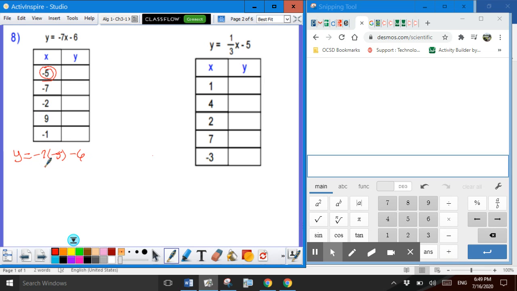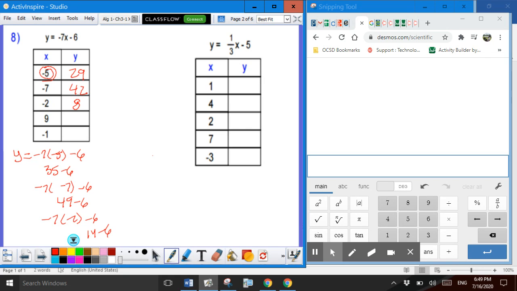And -7 times -5, that's 35 minus 6. That's going to give me 29. And I can do it again with the -7 and come up with 49 minus 6. That's going to give me 42. And I can do it one more time. It wouldn't be 49, though. -7 times -2 minus 6. So 14 minus 6 is going to give me 8.